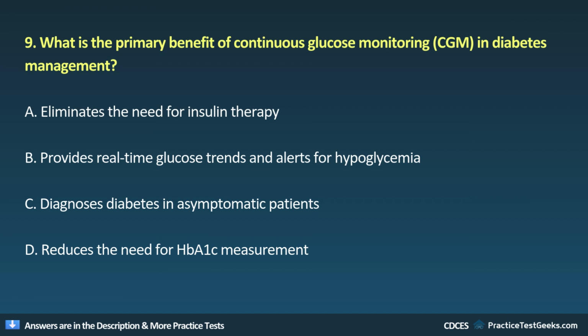9. What is the primary benefit of continuous glucose monitoring (CGM) in diabetes management? A. Eliminates the need for insulin therapy. B. Provides real-time glucose trends and alerts for hypoglycemia. C. Diagnoses diabetes in asymptomatic patients. D. Reduces the need for HbA1c measurement.